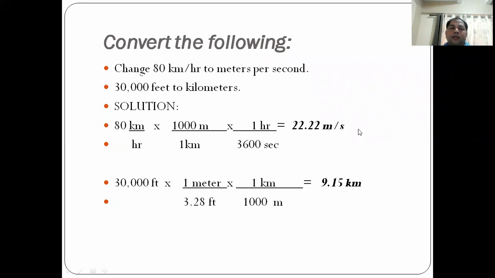Now another example here is to convert this value in kilometers per hour into meters per second, and another value, 30,000 feet, and we try to find its equivalent length in kilometers. So what is 30,000 feet? 30,000 feet is roughly the height at which planes usually fly when they cruise at some altitude where there's less air friction.